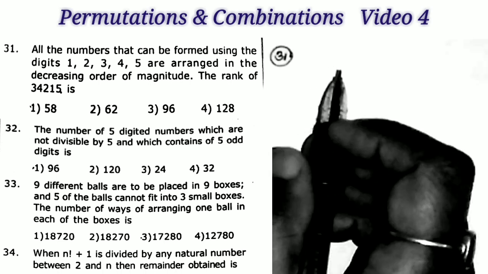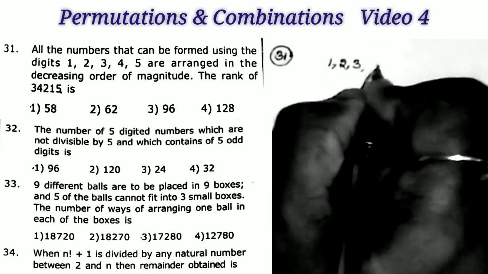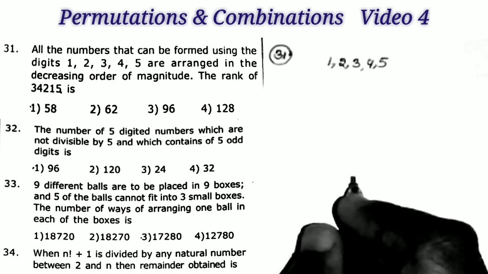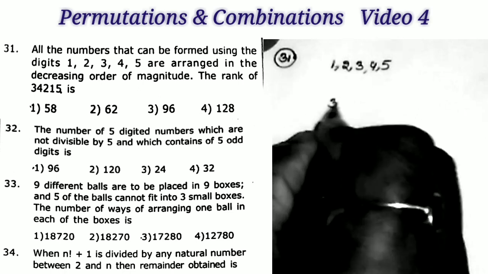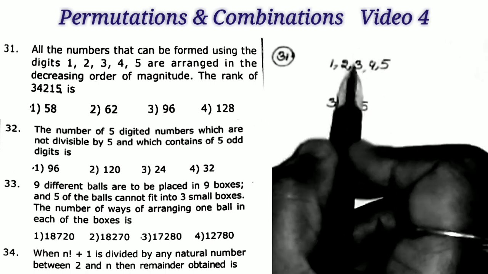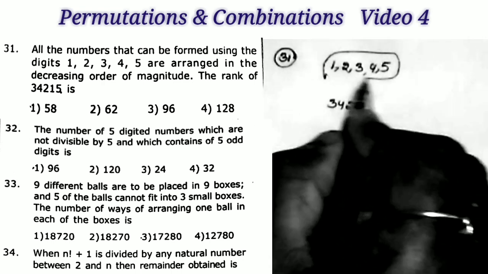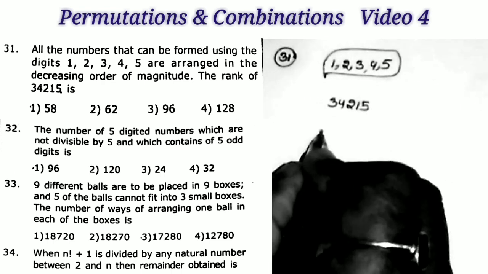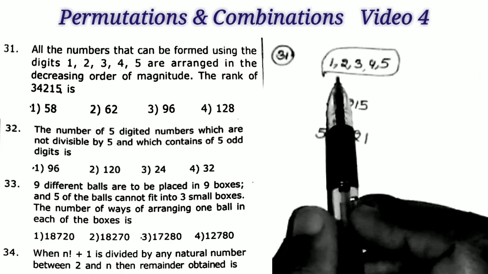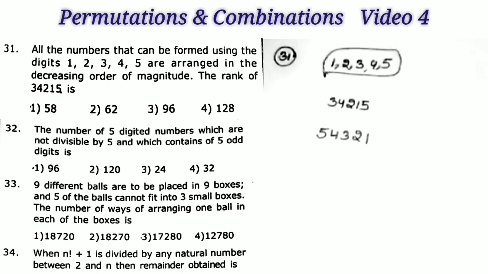Next question, sum number 31. All the numbers that can be formed using the digits 1, 2, 3, 4, 5 are arranged in the decreasing order of magnitude. Then what is the rank of 3, 4, 2, 1, 5? Okay. So here the given question is, what is the rank of the number 3, 4, 2, 1, 5 when the given digits are arranged in the decreasing order of magnitude? Okay. So first here these are the given digits. Now first we have to write the decreasing order here, that is 5, 4, 3, 2, 1.